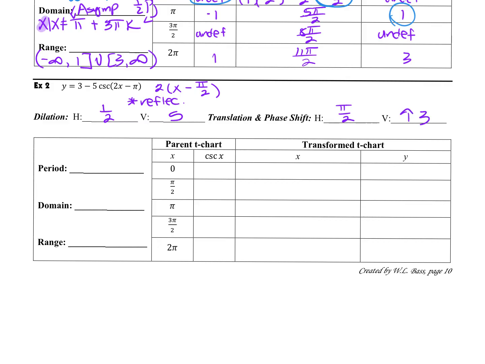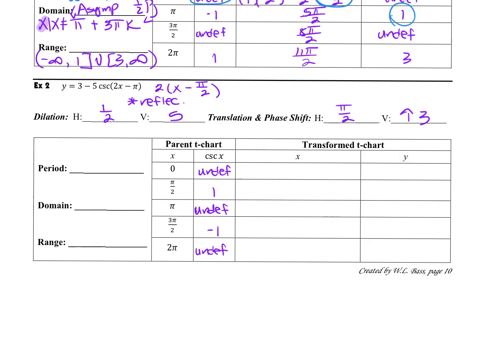Now when we complete the t-chart here for our cosecant, we'll have cosecant is undefined at 0. So now we're going to start with an asymptote. Then we're going to have our 1, and then we're going to have an undefined again. Then we'll have our -1, and then we'll have an undefined again. Remember, we're just evaluating cosecant at each of these values.